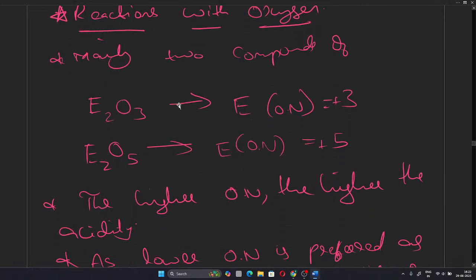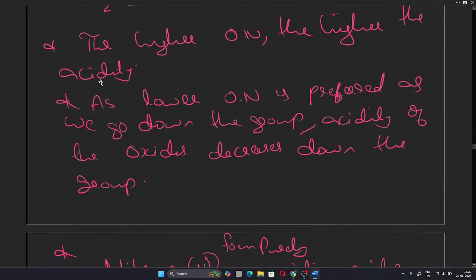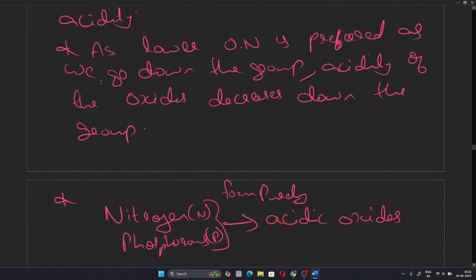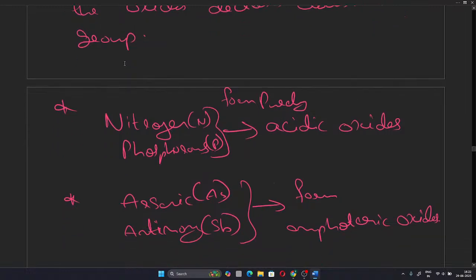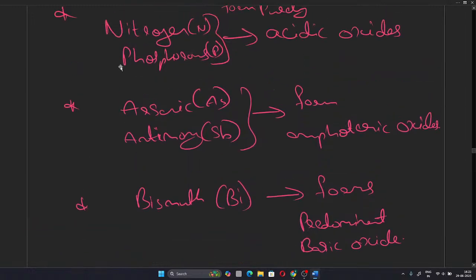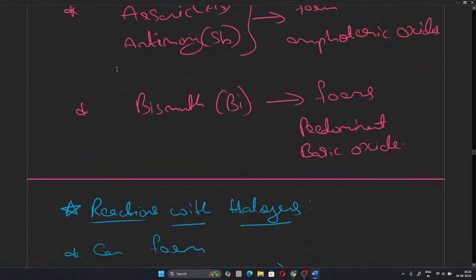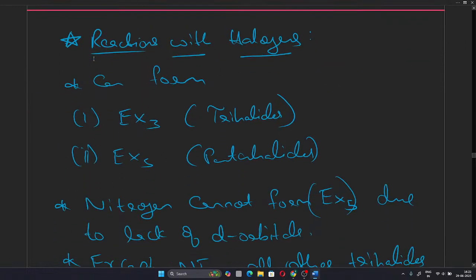Reactions with oxygen mainly form two compounds, E2O3 and E2O5. The higher the oxidation number, the higher the acidity, as a lower oxidation number is preferred as we go down the group. Acidity of the oxides decreases down the group. Nitrogen forms purely acidic oxides, phosphorus and arsenic and antimony form amphoteric oxides, and bismuth forms predominantly basic oxides.